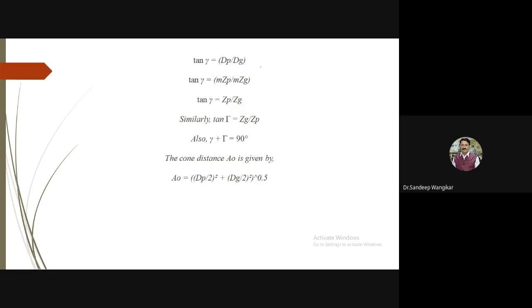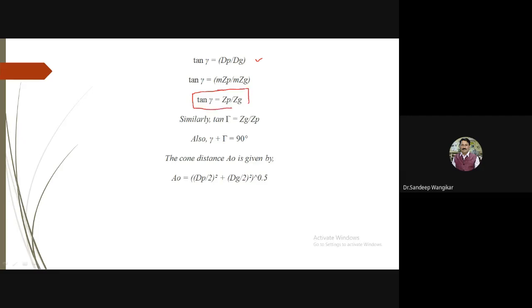Okay, tan of gamma is equal to dP by dG. We have dP equal to mZp and dG equal to mZg. So we can write tan of gamma is equal to mZp by mZg. Then m will get cancelled, and we arrive at this particular equation: tan of gamma is equal to Zp by Zg.